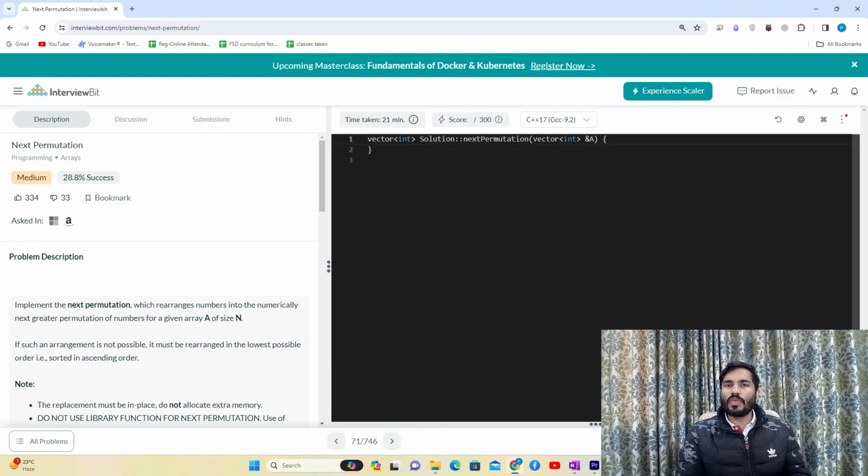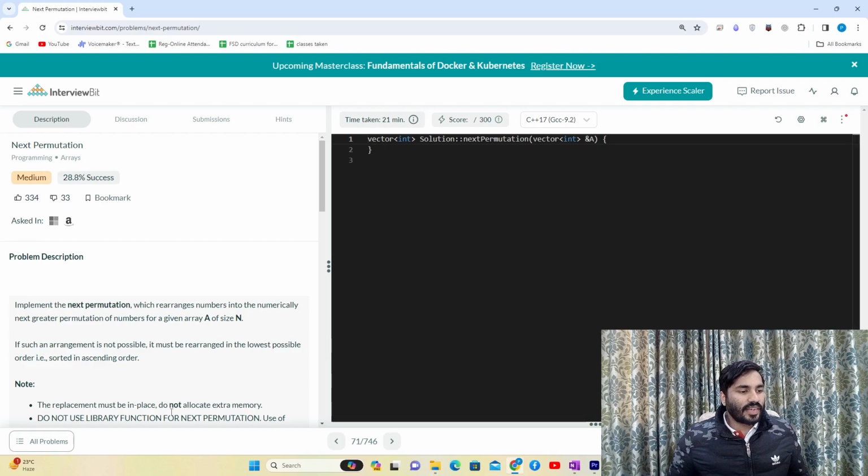Today we are going to solve a question, next permutation. There's a lot of logic behind this question, so listen to the video very carefully, listen to the entire thing, and then you too will be able to code it yourself. So let's dive into the question. First of all, we'll be understanding the question, then we'll try to code this in.